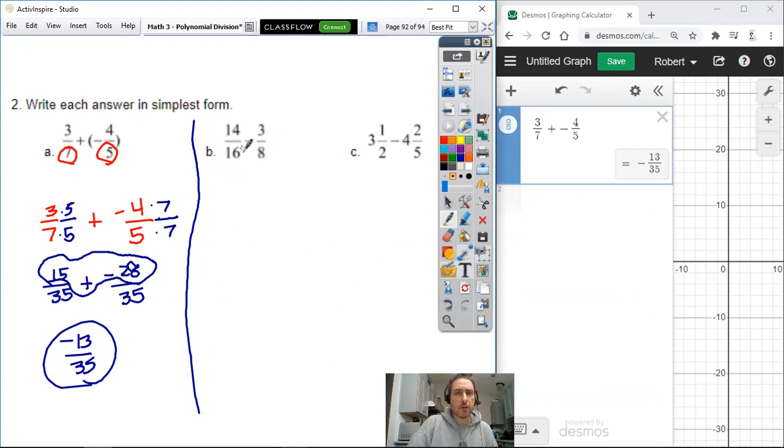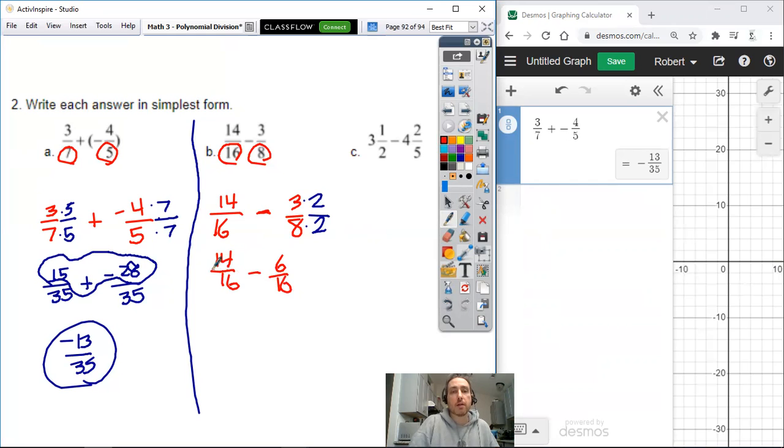For this problem here, the common denominator of 16 and 8. Well, what can they both go into? Well, 8 actually goes into 16. So what we'll do here is we'll say 14 out of 16, but I'm not going to do anything with the 16 because that's already my common denominator. But the 3 out of 8, I've got to multiply those both by 2. Bump that up to 16. That's going to be 6 out of 16. So we'll rewrite that as 14 out of 16 minus 6 out of 16.